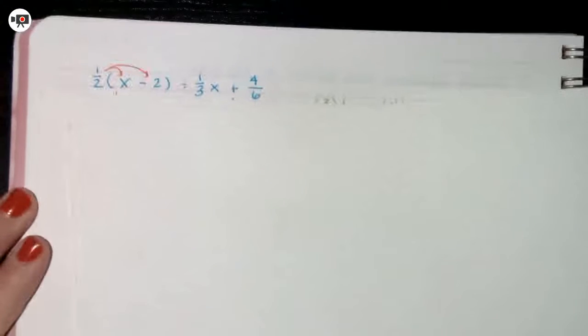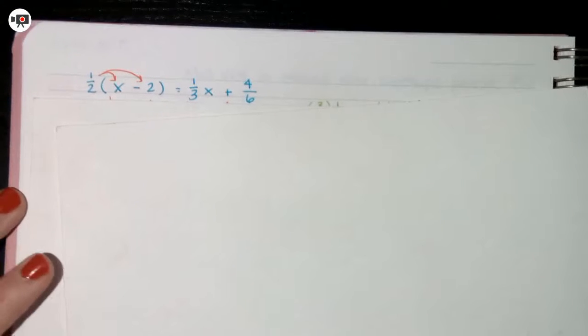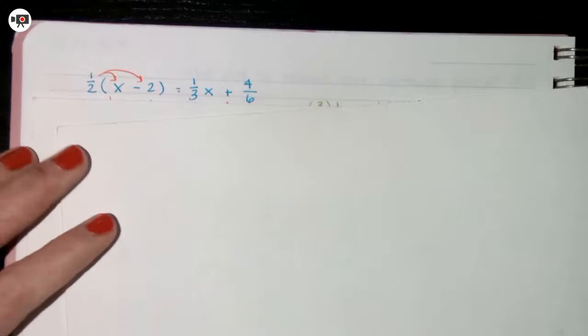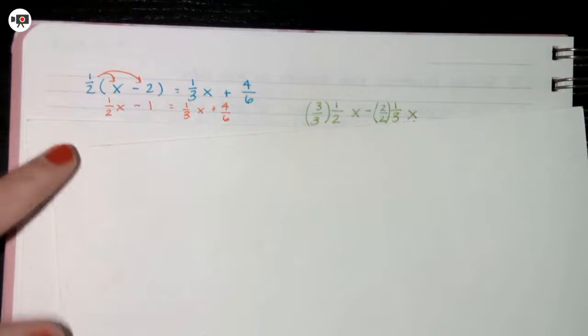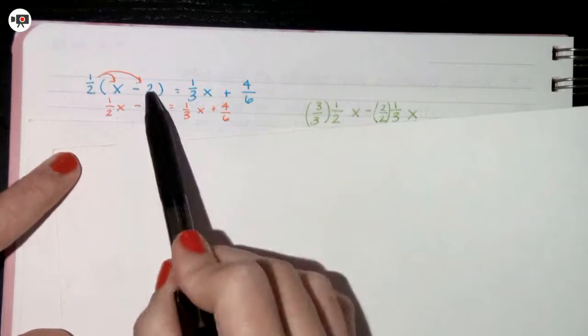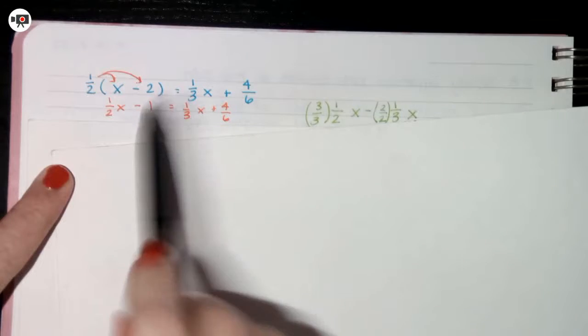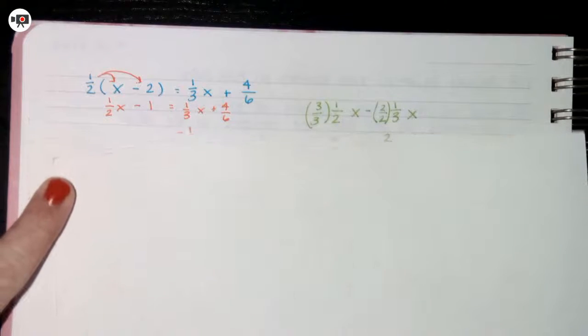And now we have 1/2 times x minus 2 equals 1/3 x plus 4 over 6. I'm going to distribute this 1/2, and this is going to be 1/2 x. Half of negative 2 is negative 1. And the right side stayed the same.